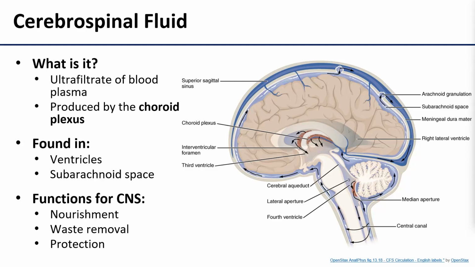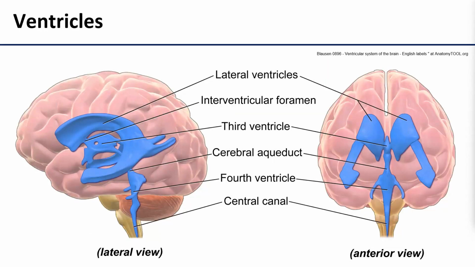and from there it flows into the subarachnoid space, which fully surrounds the brain and spinal cord. So it makes sort of a water balloon-like cushion surrounding your central nervous system. In addition to that protection provided by the cushion, cerebrospinal fluid also provides nourishment for the central nervous system, and it provides waste removal. So it's multifunctional. To get to the subarachnoid space, however, cerebrospinal fluid first has to flow through these interconnected ventricles.